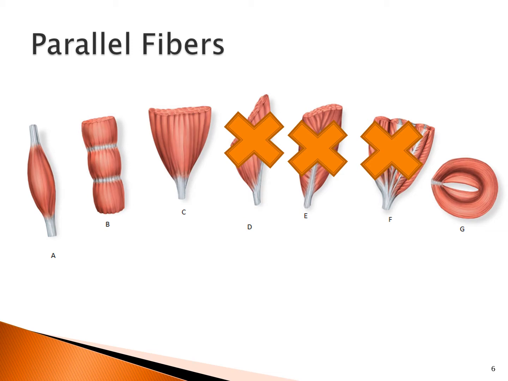The 5th type of parallel arrangement, which is not shown in this image, is strap-like fibers. These are long parallel fibers, similar to the spindle-shaped, with the exception that they don't bulge out at the sides. They're just straight, strap-like, basically. One example of this strap-like arrangement would be the sartorius muscle.